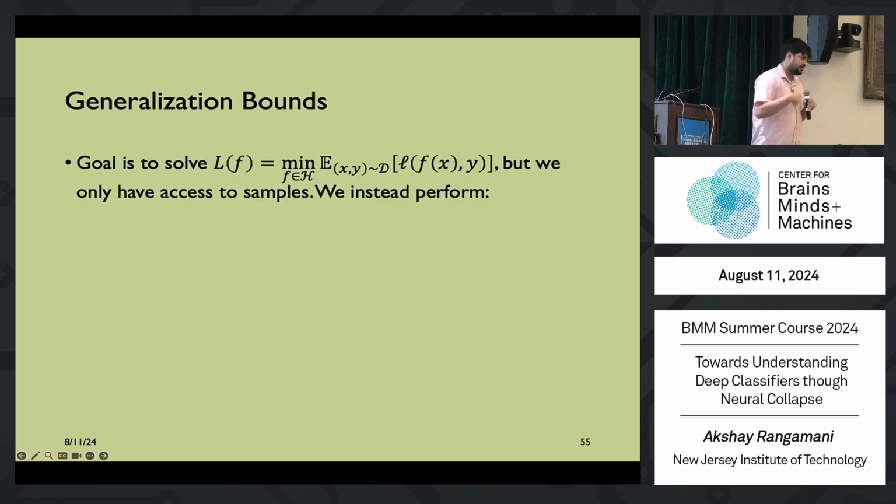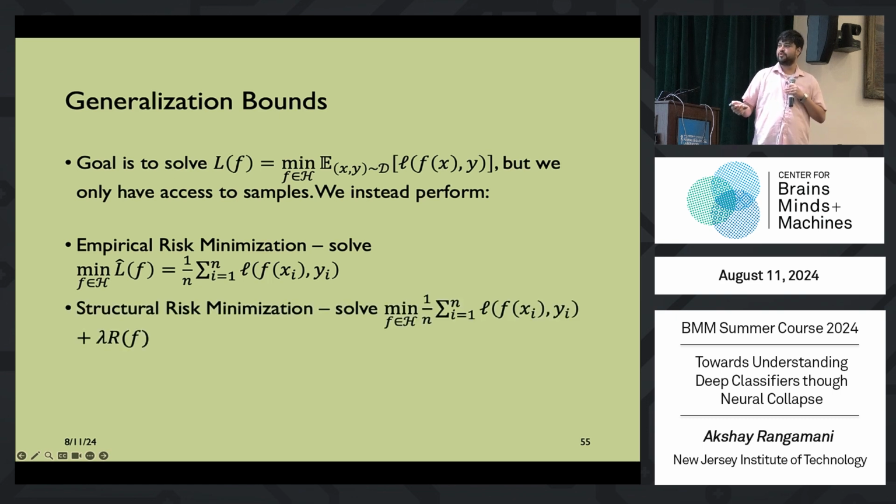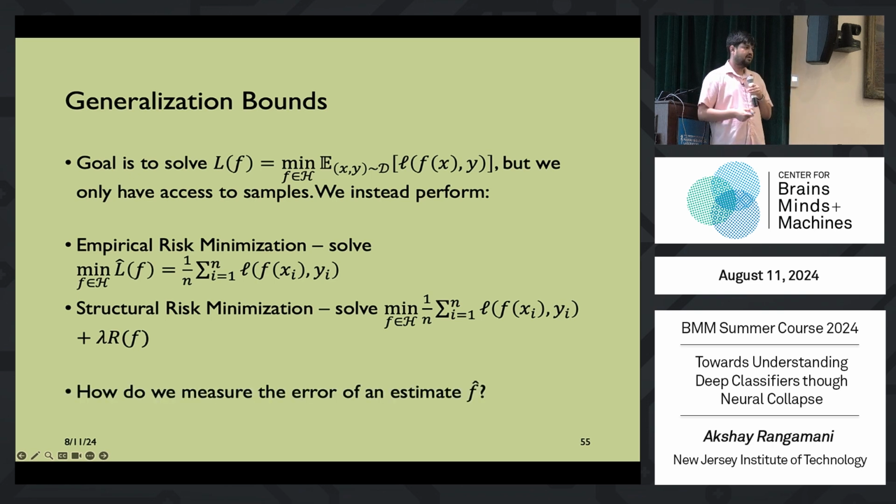So remember, in machine learning, our goal is to solve this problem. We want to minimize the loss over a distribution, but we don't have access to the distribution. We only have access to a finite number of samples. So instead, since we can't access this problem, we solve either empirical risk minimization or structural risk minimization, where you have some type of regularizer, and you're hoping that solving one of these problems will get you a good solution to this problem.